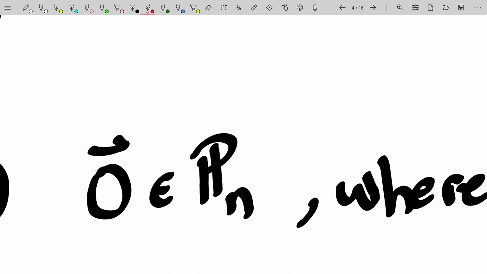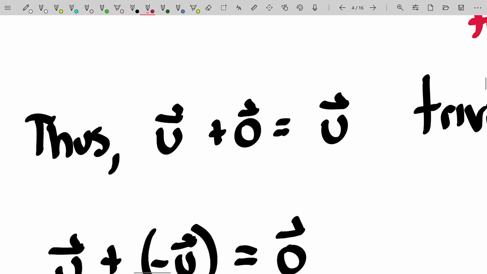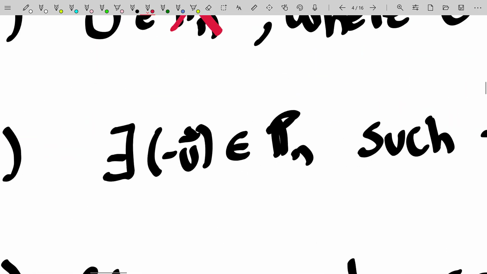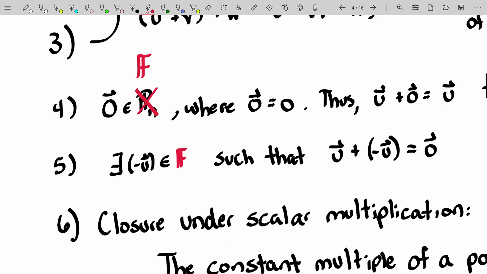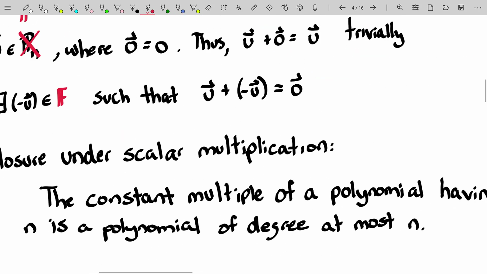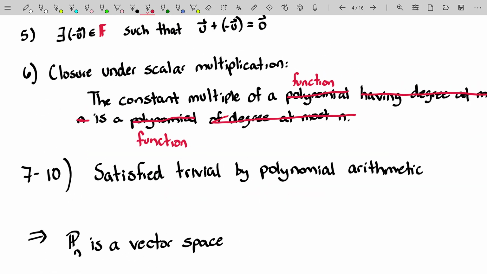0 is a function because if you graph y equals 0, it passes the vertical line test. And let me zoom out to make that f a little bit easier to read, where again the 0 vector is 0, thus take any function and add 0 to it, it's the same function, trivially. Also, for any given function that we have, there is its equal and opposite function, such that when you add the function to its opposite, they cancel and become the 0 vector. We have closure under scalar multiplication because the constant multiple of a function is a function. Again, we're not worried about degrees here because we've stepped away from the idea of a polynomial. Now we're just keeping it general. And finally, 7 through 10 are still satisfied trivially by functional arithmetic. Hence, F, the set of all functions over the field of real numbers, is a vector space.